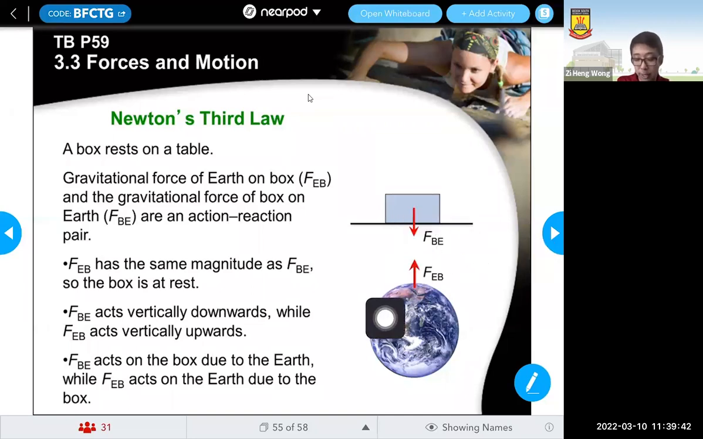Okay, so it's equal and opposite. Box on earth, earth on box. This forms an action-reaction pair.